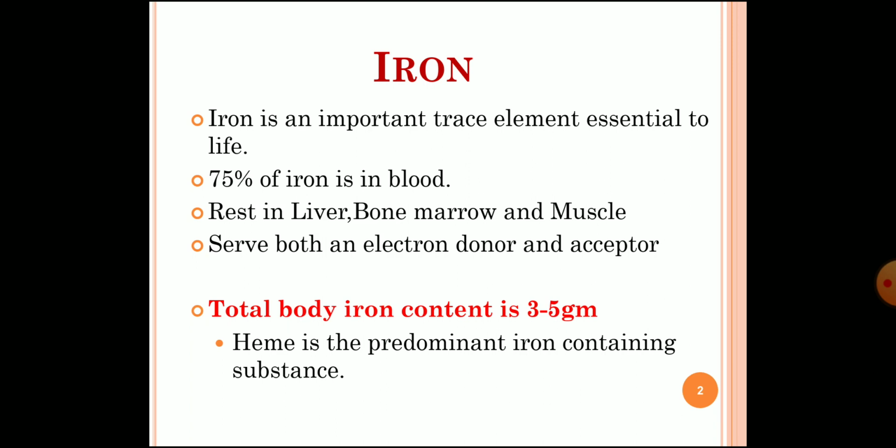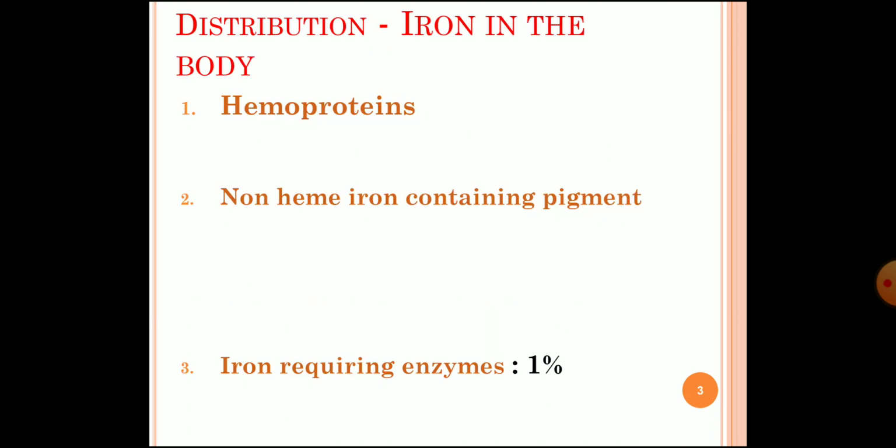So, how much is the total iron content of the body? The total body iron content is 3 to 5 grams. So altogether in the body there are 3 to 5 grams of iron. Out of this, heme is the predominant iron containing substance.